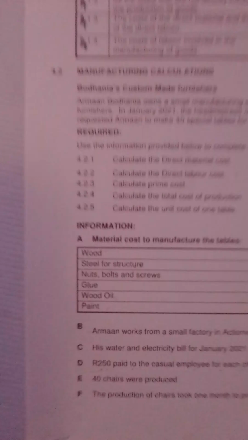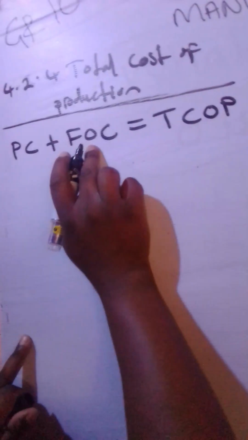Okay, now we are going on to the other calculation, 4.2.4. Calculate the total cost of production. Okay, how do we calculate the total cost of production? We are going to say the prime cost plus the factory overhead cost is equal to total cost of production.